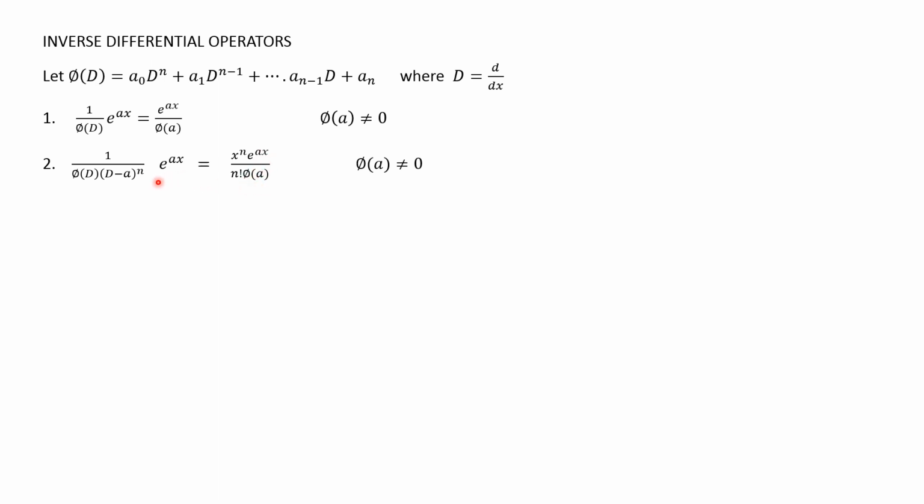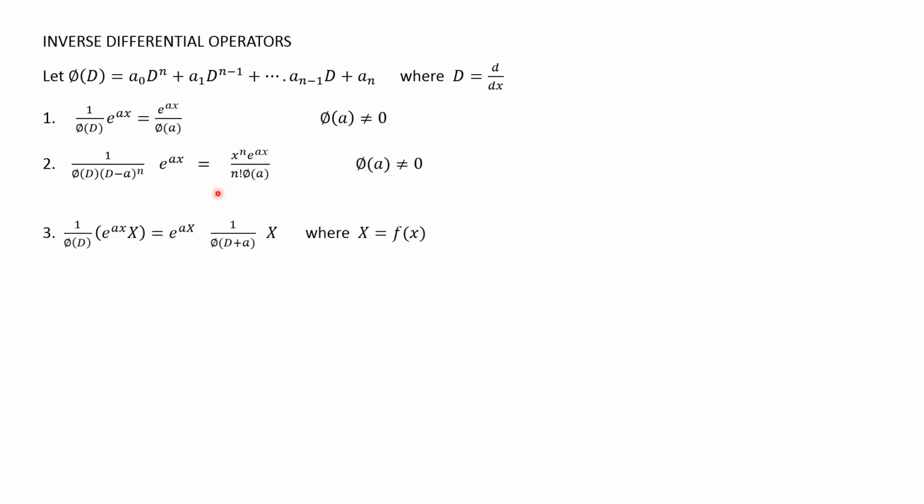Now, notice that if the power of D minus a is n, then this is x to the n. e to the ax will just be copied, and it's just n factorial times phi of a, where a is just to be substituted for D. Now, observe here that phi of a is not equal to 0.